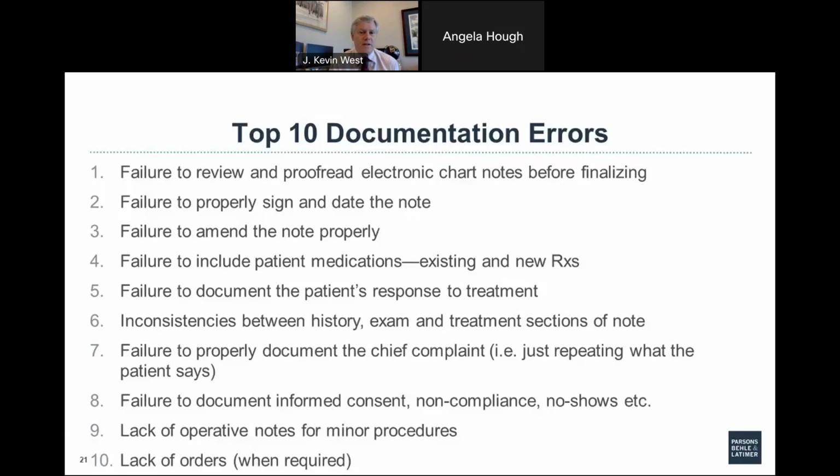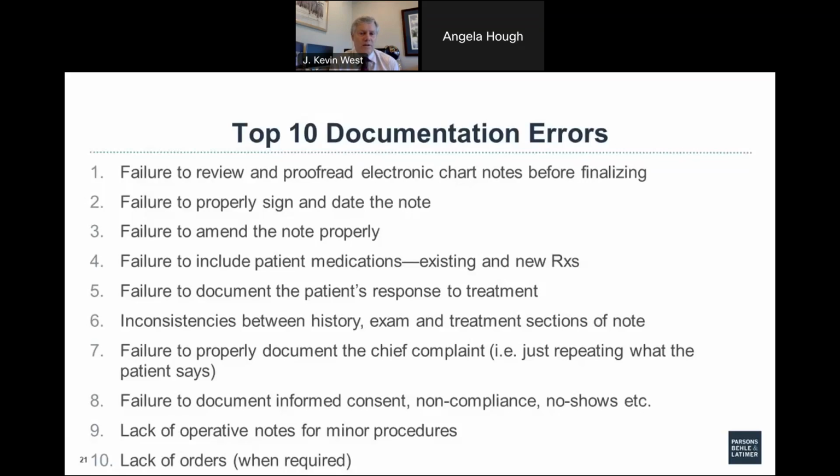Failing to properly sign and date a chart note, and I mean not only manually but also electronically, this continues to be a problem, and we see it all the time. If the note is amended later, failing to do that properly, failing to include patient medications, both existing ones and new ones, failing to document the patient's response to treatment. If you're in a series of visits with a patient and you're treating them over a series of visits, it's critical to document how they are responding to treatment.